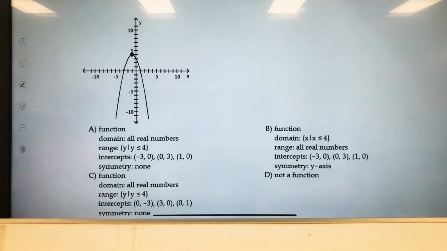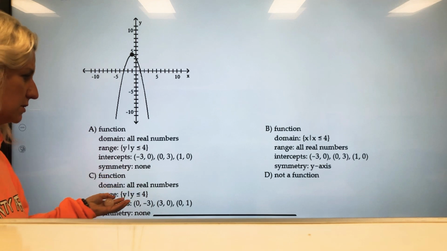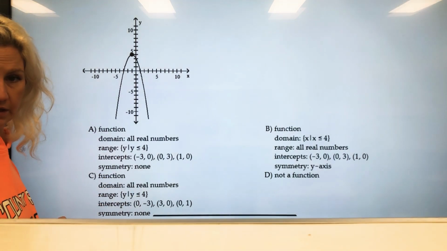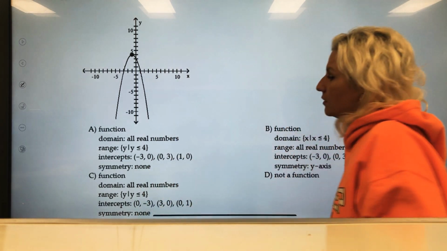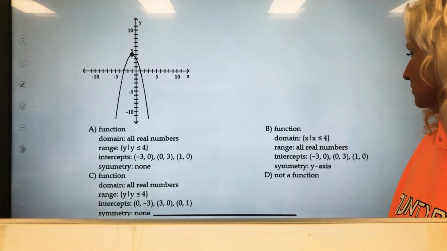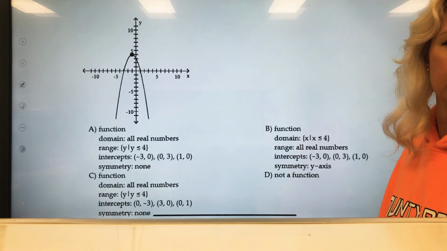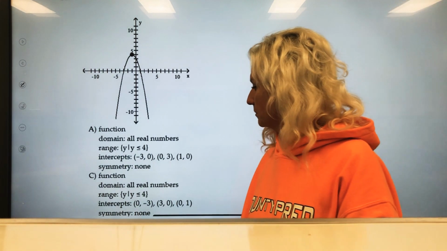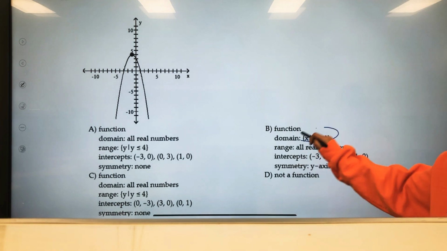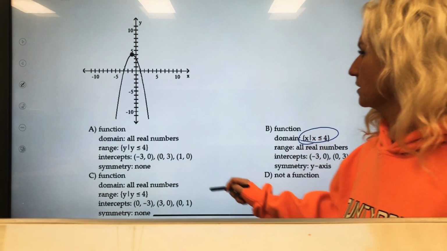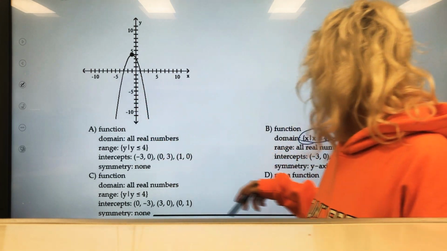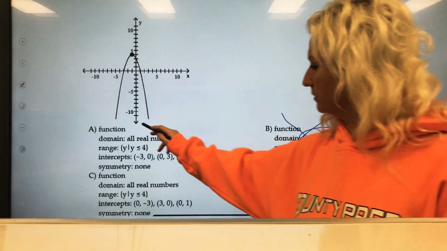All right, next, determine whether the graph is that of a function. If it is, use the graph to find its domain and range, intercepts, if any, and symmetry with respect to the x-axis, y-axis, or origin. All right, so basically, which one of these is true? It is a function, okay? And then what do we have to see? Domain. What is my domain? All real numbers. Okay? It's a parabola. All real numbers is my domain. So right away, this says my domain is x is less than 4, which is not true. So that one's out. D's out. So it's going to be one of these two.